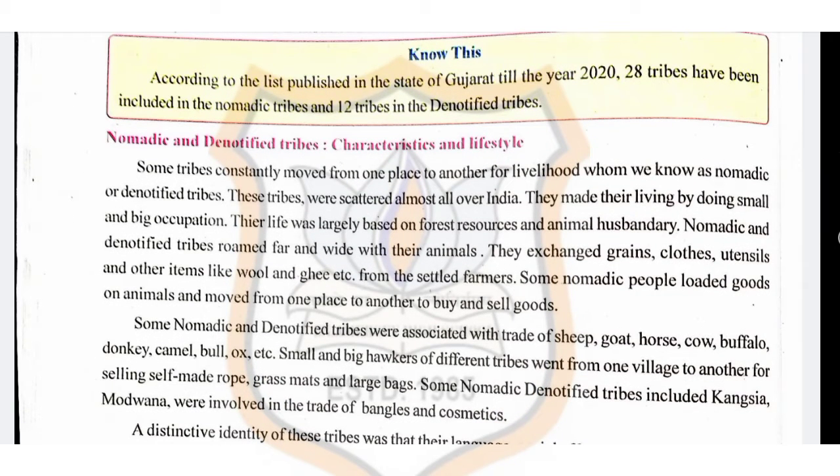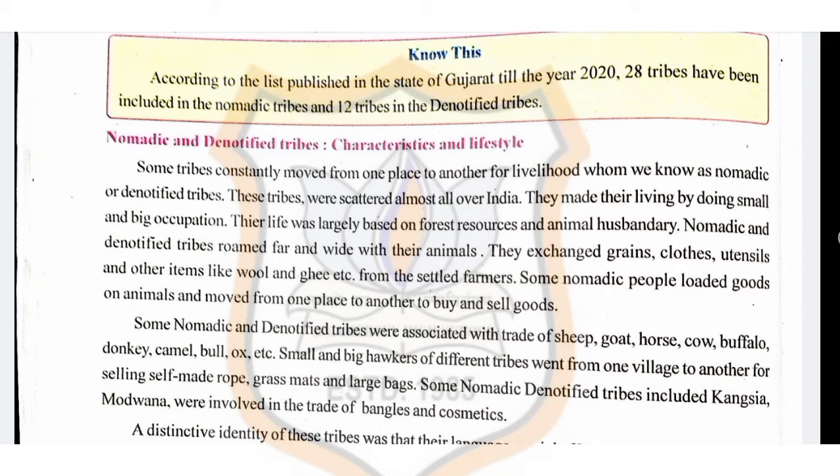Some tribes constantly moved from one place to another for livelihood, whom we know as nomadic or denotified tribes. These tribes were scattered almost all over India. They made their living by doing small and big occupations. Their life was largely based on forest resources and animal husbandry.